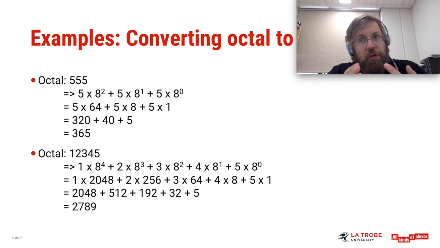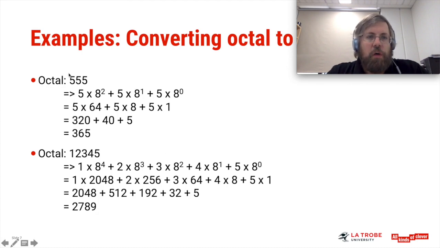We can also convert octal to decimal, surprisingly enough. So the octal number 555 is 5 times 8 to the 0, plus 5 times 8 to the 1, plus 5 times 8 to the 2, which is 5 times 1 plus 5 times 8 plus 5 times 64, which is 320 plus 40 plus 5, which is 365.